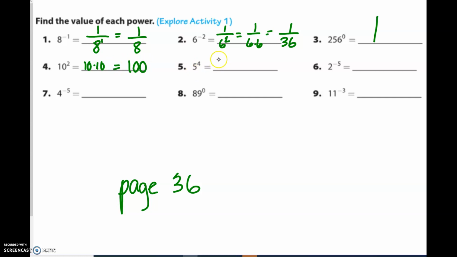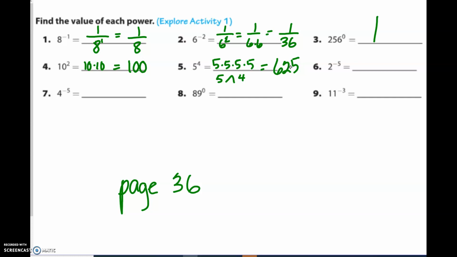5 to the 4th power is going to be 5 times 5 times 5 times 5. Now remember, you might not want to do that on your calculator. So you might want to just go 5, use that caret button, and then your 4. So 5 caret 4. And this answer comes out to be 625. So these last two problems, we didn't have any negative exponents, so it just stays right where it's at.